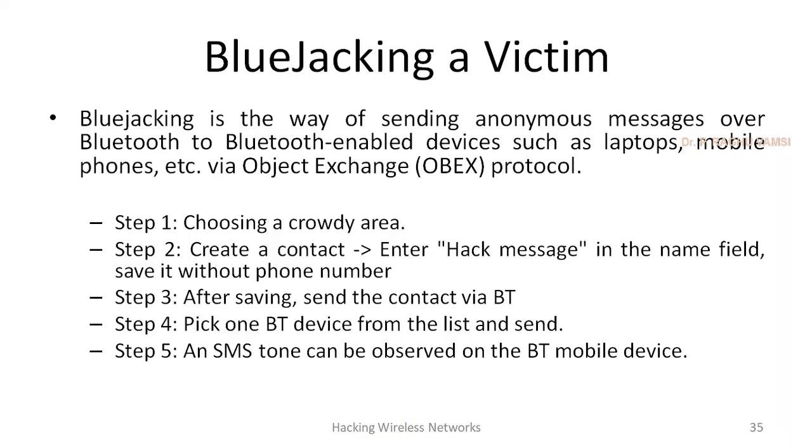So once it is saved, on the right top corner of the contact, you will find three dots. You click on the three dots, and there you will find share. Whenever you click share, it will show the sharing options, whether via WhatsApp, Bluetooth, email or any other thing. So select Bluetooth.